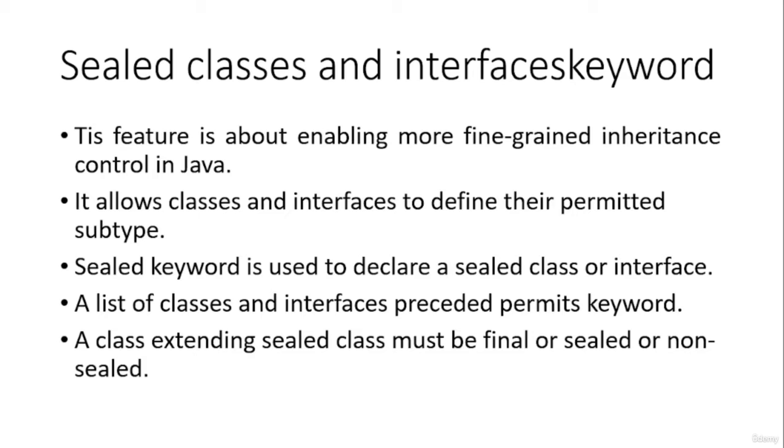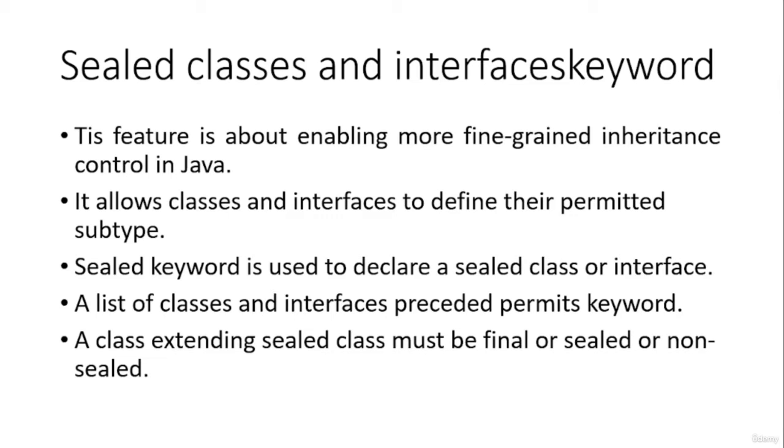The first thing we need to understand is the permits clause. The permits clause was introduced so that we can permit a set of classes which will extend the particular class. For example, if you write sealed class Shape which permits Rectangle and Triangle, that means only the Rectangle and Triangle classes will be able to extend the particular sealed class.